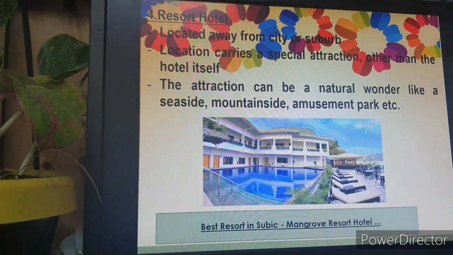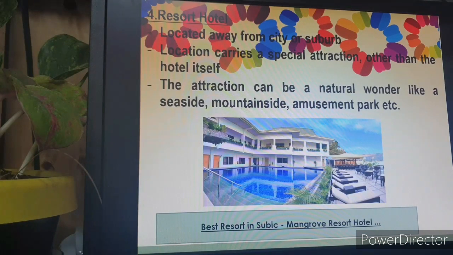Okay, let's move on to the last part. According to location is the resort hotel. It is located away from the city or suburb. Its location carries a special attraction other than the hotel itself. It's a lodging facility usually located at popular vacation locations, offering recreational activities such as golf, tennis, casino, and gambling.